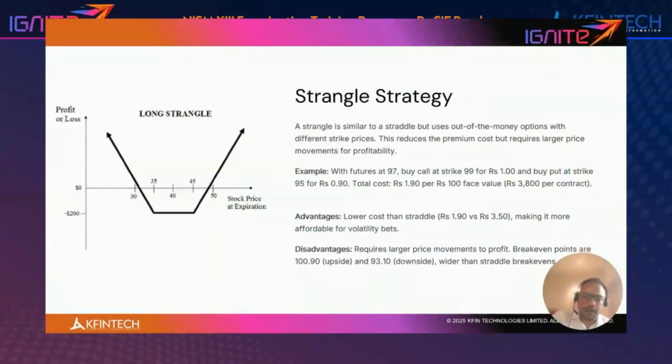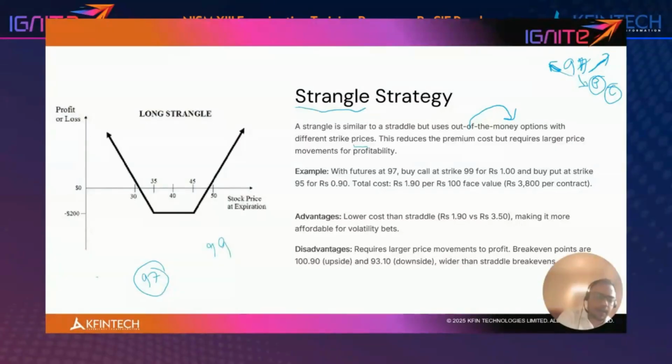Similar to the straddle is the strangle strategy, but it uses out of the money options with different strike prices. In the previous one, we used the same strike price of 97 and we expected the price to go either way, so we bought the put and the call on the same strike price. Here the strike price could be different. Let's take an example. Current futures price is 97. So we buy a call at 99 and we buy a put at 95.